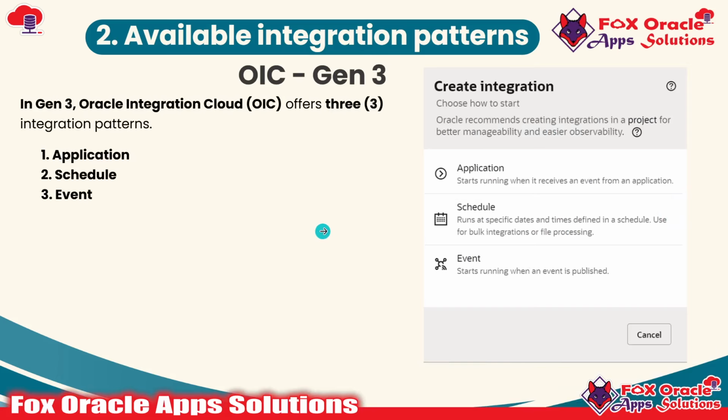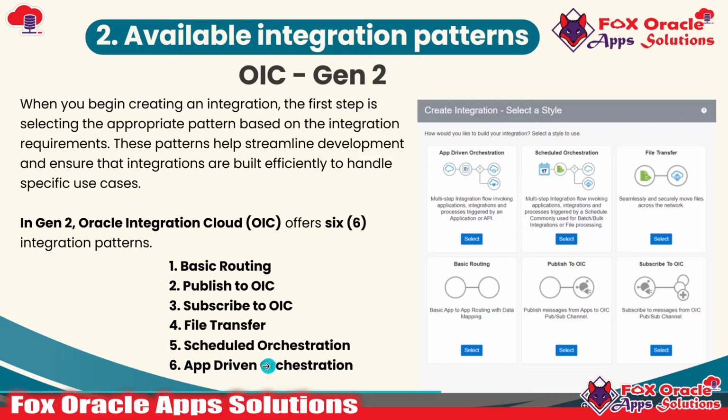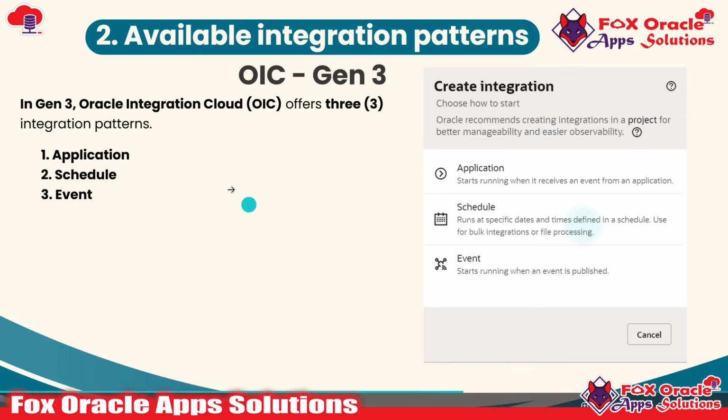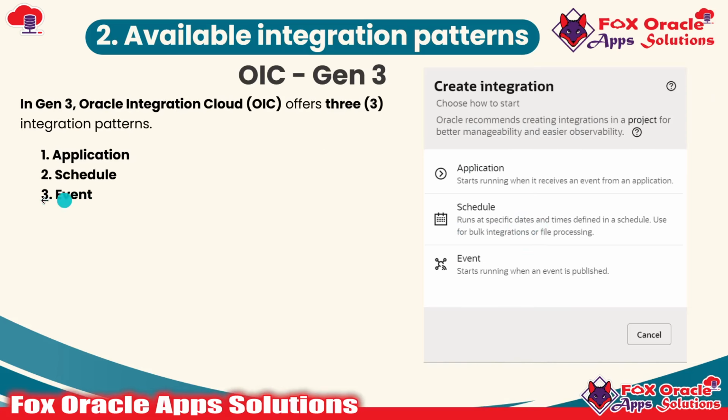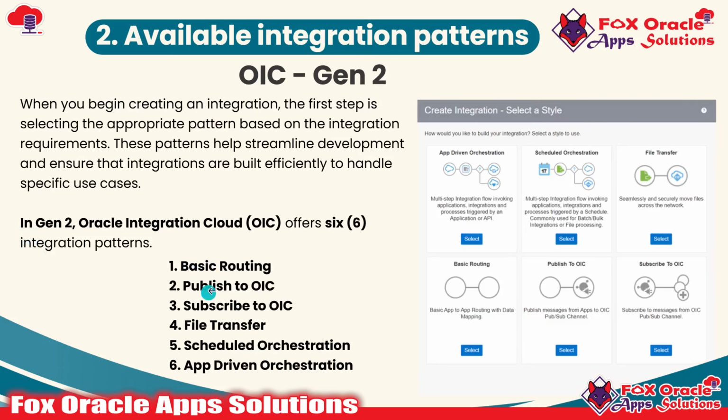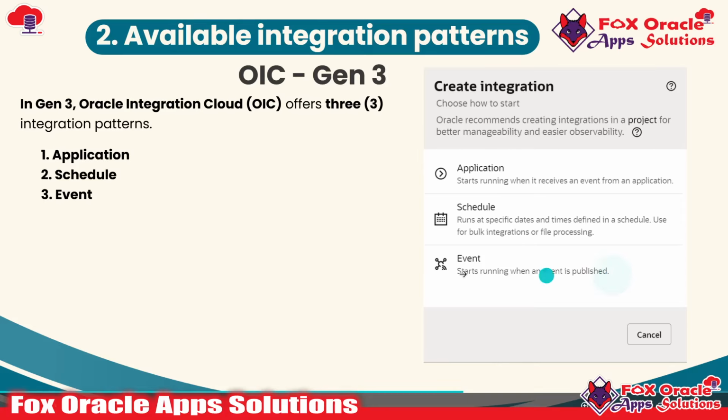Coming to Generation 3, they offer only 3 patterns. When we say pattern, it means the type of integration, what kind of integration it is. In Generation 3, they made it three: application, schedule and event. The application pattern is the same as app driven orchestration in Generation 2, and schedule is the same as schedule orchestration in Generation 2. Now we have event. This event helps us work with both publish to and subscribe to. Publish to, subscribe to, and basic route all come under the event type of integration patterns.